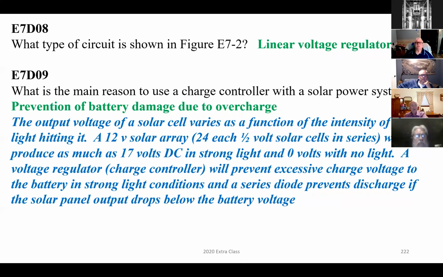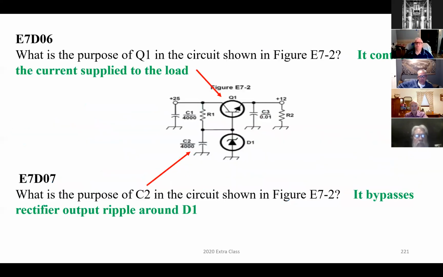All right, what type of circuit is shown in figure E7-2? It is a linear voltage regulator. Do we want to flip back to that figure? Yeah, that's basically a linear voltage regulator.